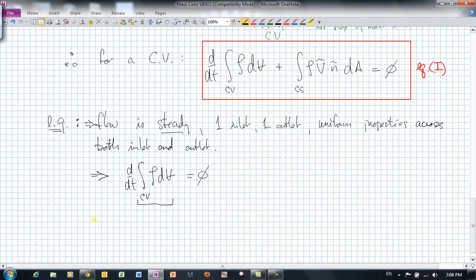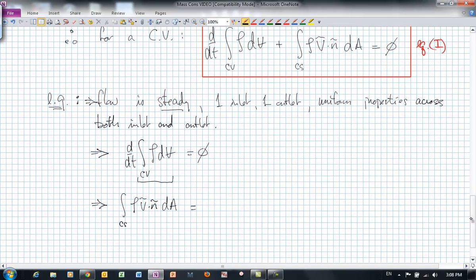Well, we have a single inlet and a single outlet. So we have this integral over the control surface of rho v dot n dA. The only place where there's flux happening is at the inlet and at the outlet. So we've got something that looks like that. Let's sketch a possible scenario here. We've got a control volume that may look like that. Here's an outlet, here's an inlet, stuff coming in there, stuff going out there.